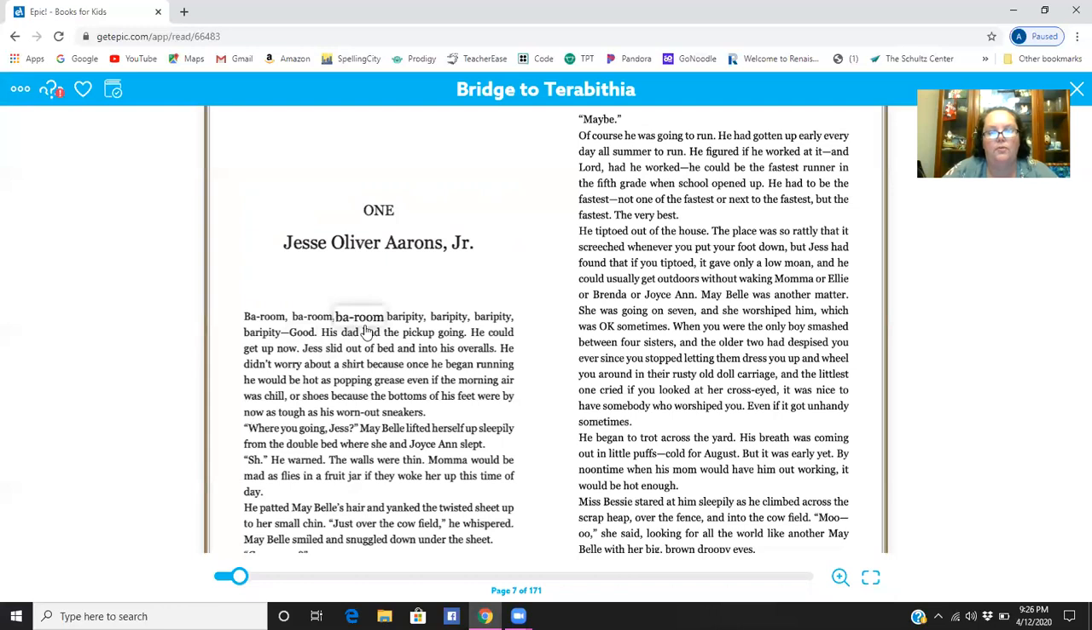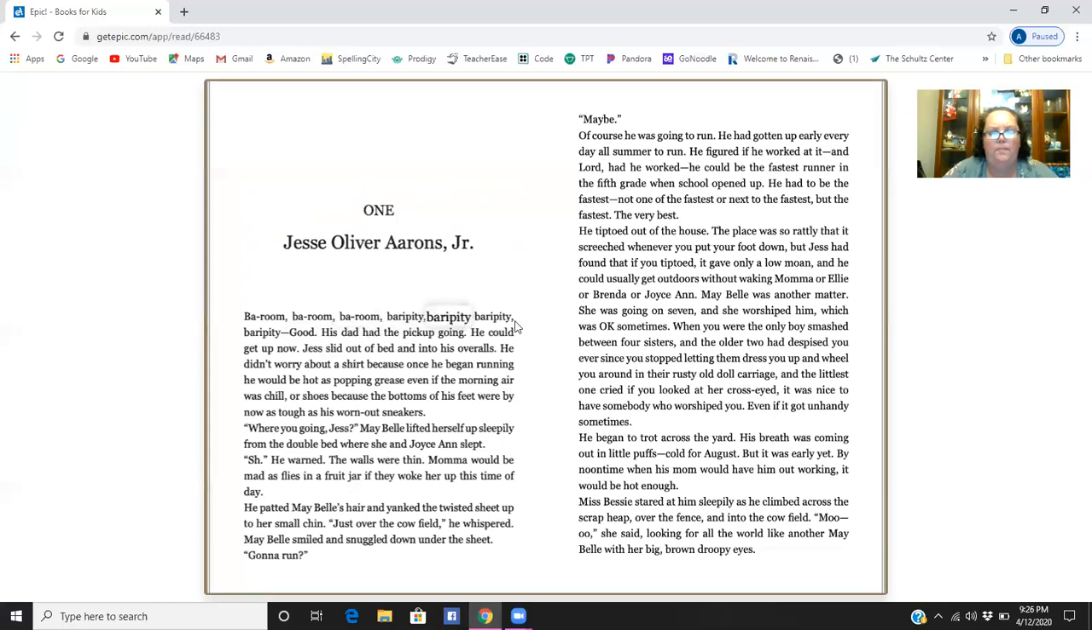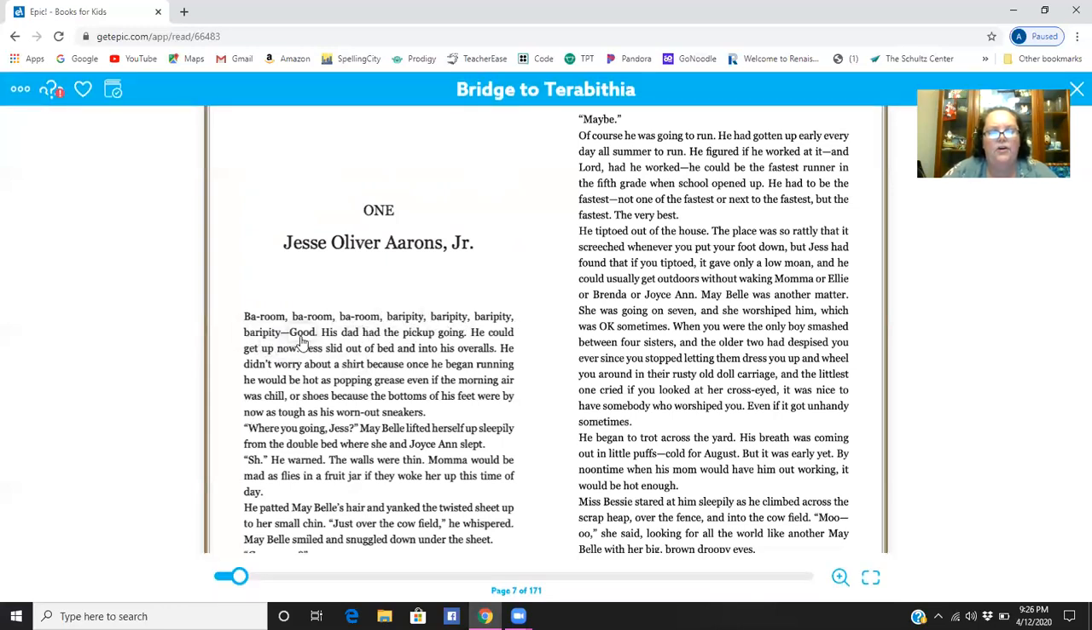Baroom, baroom, baroom. Barpity, barpity, barpity, barpity. Good. His dad had the pickup going. He could get up now. Jess slid out of bed and into his overalls. He didn't worry about a shirt because once he had begun running, he would be hot as popping grease even if the morning air was chill. Or shoes because the bottoms of his feet were by now as tough as his worn-out sneakers.